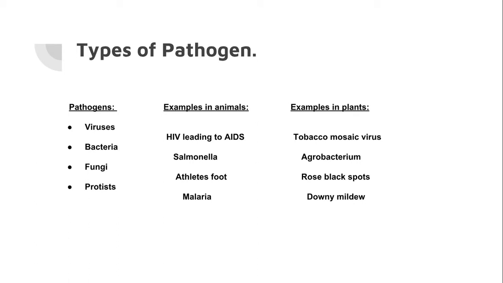Types of pathogens are virus, bacteria, fungi, and protists. Examples in animals, and that includes humans by the way: HIV leading to AIDS, Salmonella, athlete's foot, malaria. Examples in plants: tobacco mosaic virus, agrobacterium, rose black spots, downy mildew.